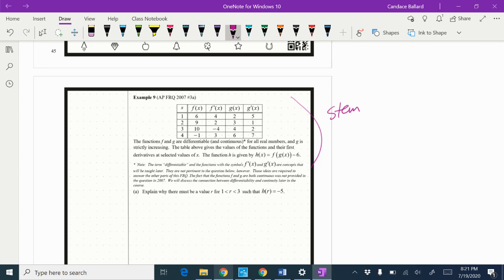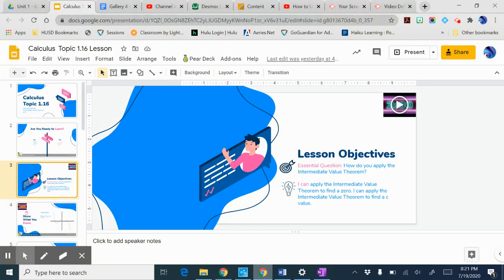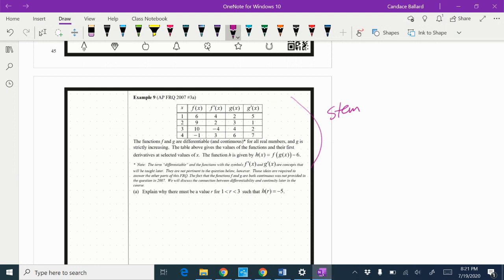So the functions f and g are differentiable. Just checking to make sure I'm still recording. So differentiable means continuous. You don't need to worry about that word right now. Just know that it means continuous. Eventually, you'll learn that along the way. So for all real numbers, g is strictly increasing. The table above shows the values of the functions and their first derivatives at selected values of x. You don't need to worry about what derivatives mean yet. The function given by h of x equals f of g of x minus 6.